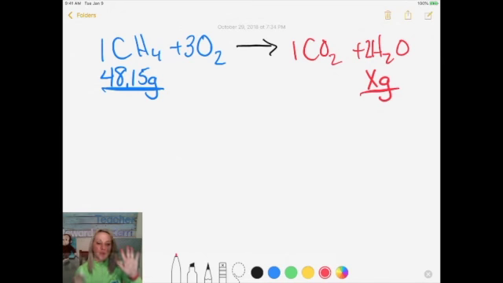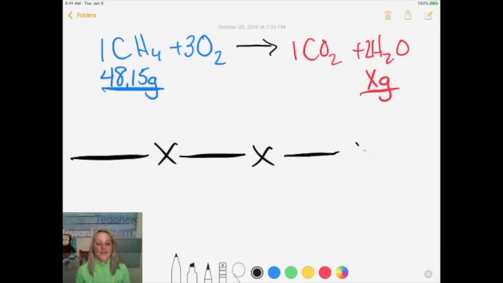So again, we're going to be going from grams to moles to grams. So that means that we're going to have 4 steps. So we're going to start with 4 bars. So we're going to have 1, 2, 3, and 4. So we have 4 equations that we need to do here. So I've gone ahead and I've set up my 4 division bars.